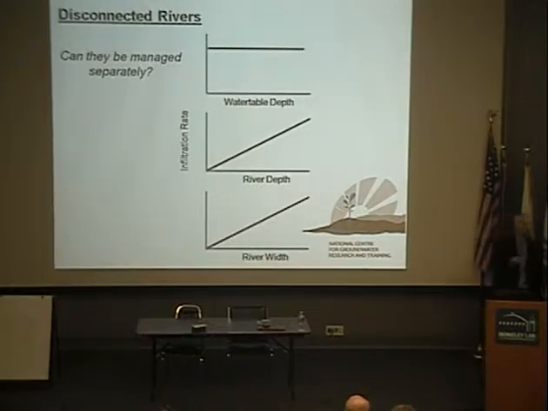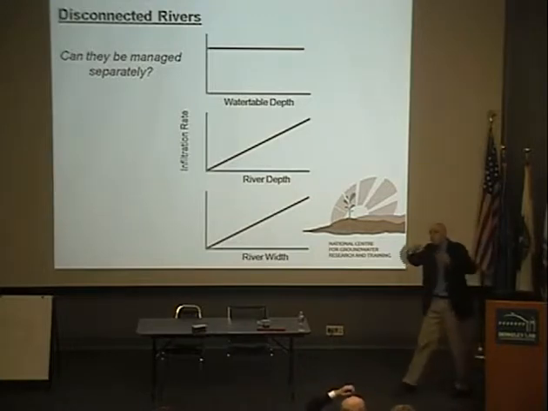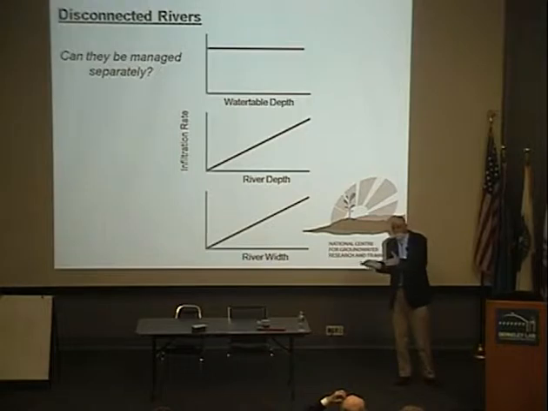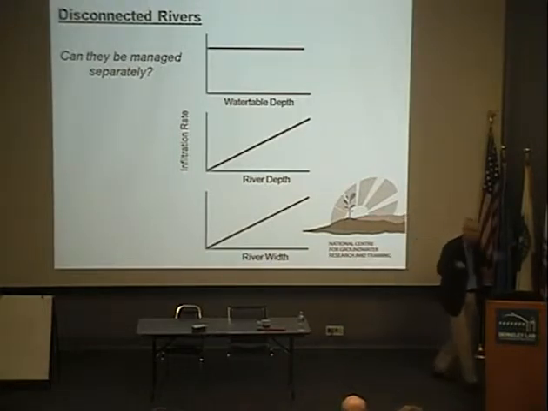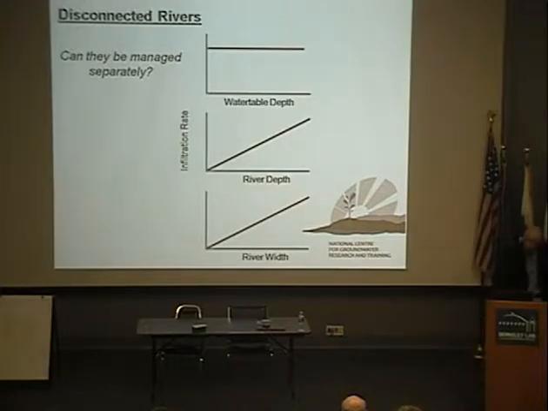That's unfortunate because although it's true that lowering the water table further in a disconnected stream doesn't affect the infiltration rate, changes in river width and changes in river depth will still affect the infiltration rate from a stream to the groundwater. So although for a disconnected stream, groundwater management may not impact stream flow, management will still impact groundwater. And so we still need to manage them conjunctively.